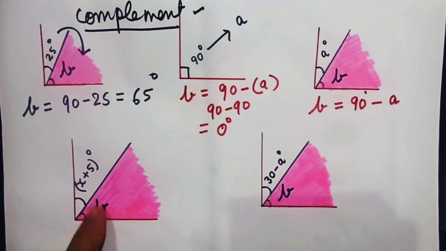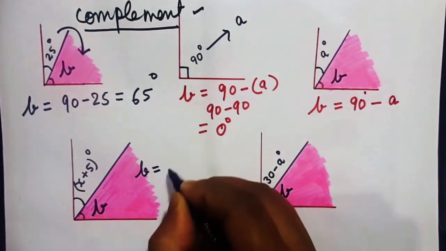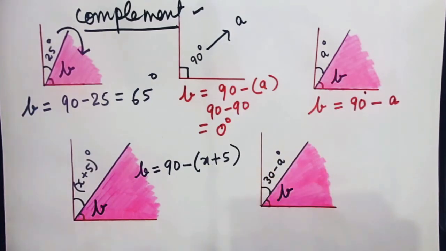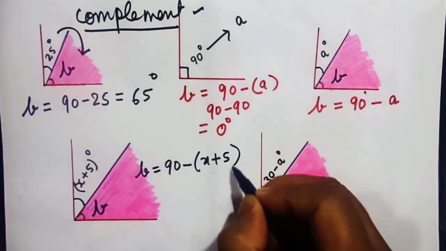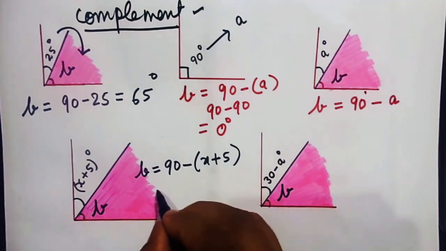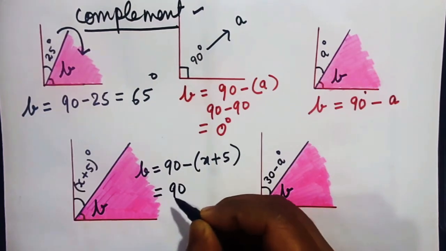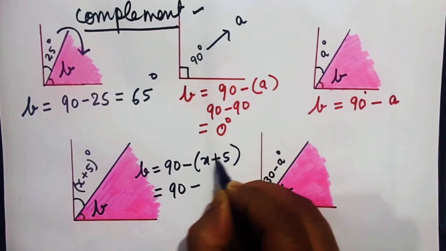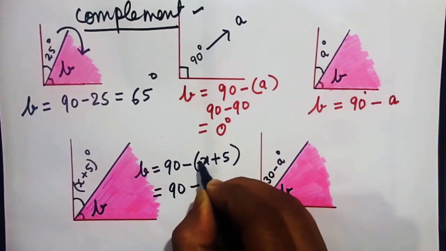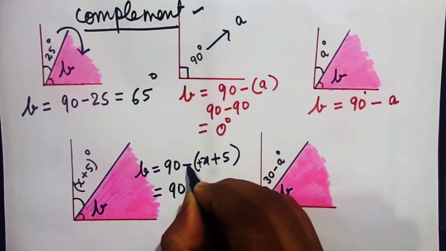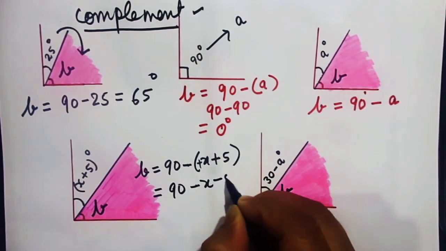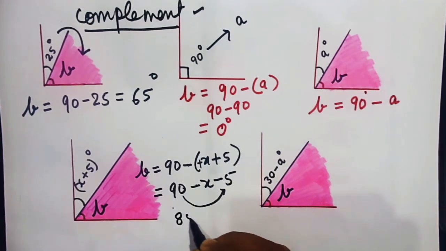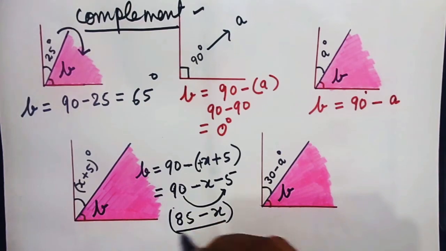Let us find the value of B over here. So, here B will be equal to 90 minus (x plus 5). Here you people will make mistakes. Why? Because if you do not put the bracket over here, naturally you will get a different answer. Therefore, is equal to 90 minus, let me multiply both of the signs in these values with minus. Minus into plus, here you have a plus sign. Minus into plus is equal to minus x, and minus into plus is equal to minus 5. Now, 90 minus 5 will be equal to 85. 85 minus x will be your answer.